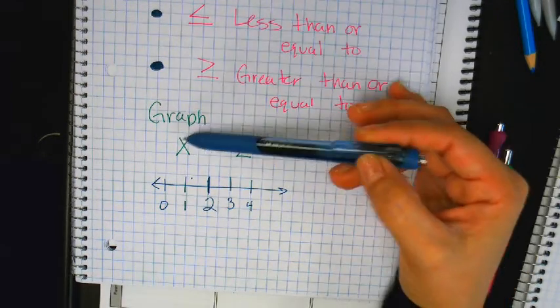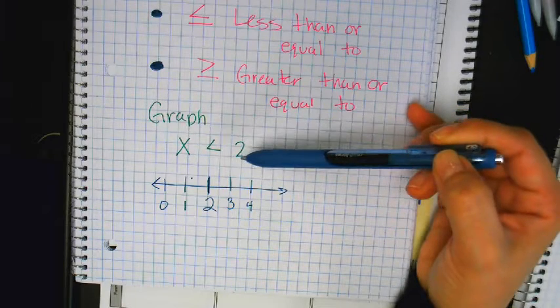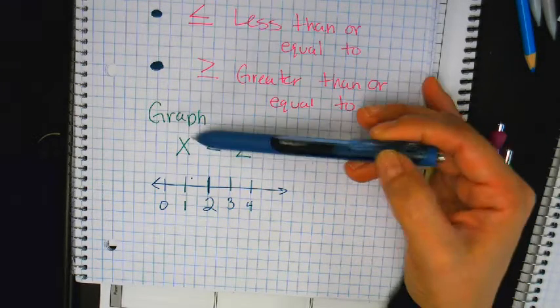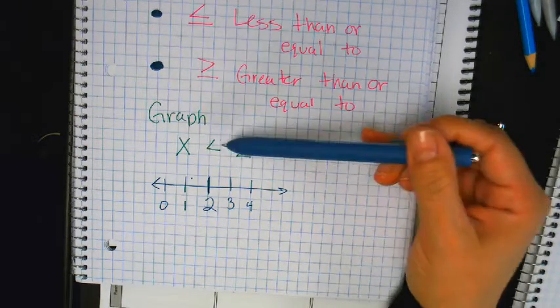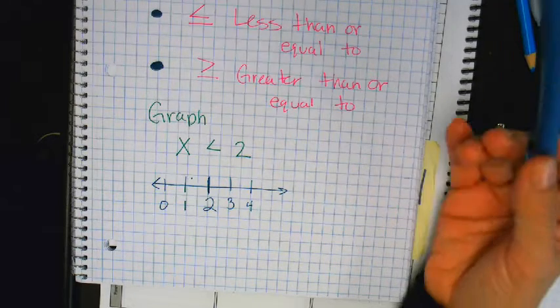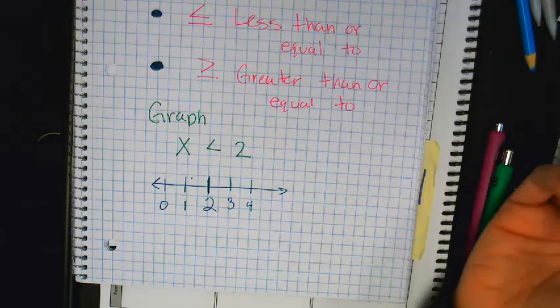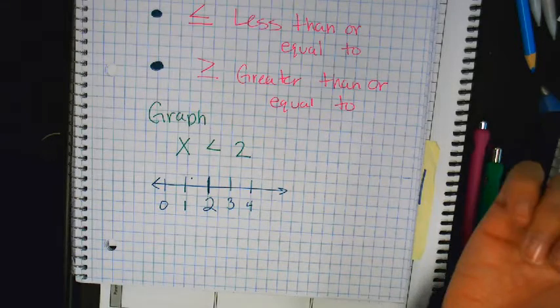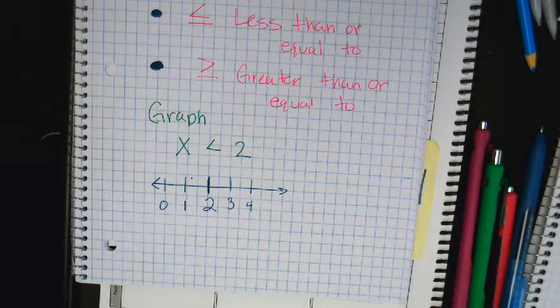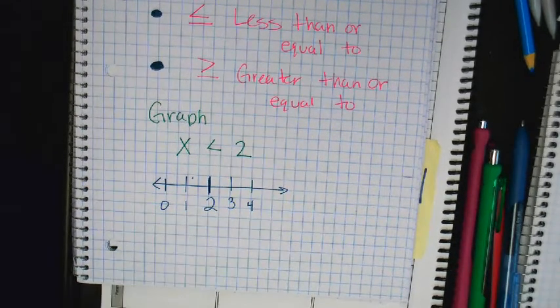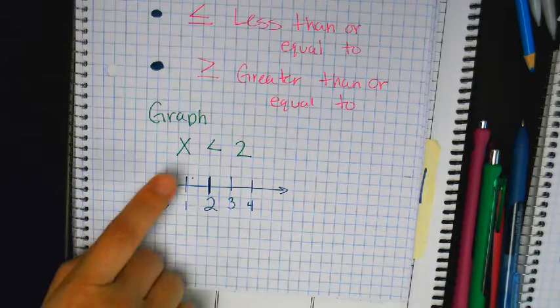So graph x is less than 2. I want a number that's less than 2. 1, is that it? No. 0, is that it? No. All the negatives, all the decimals, right? Okay, so how do I show that it's more than one number that can fit here?